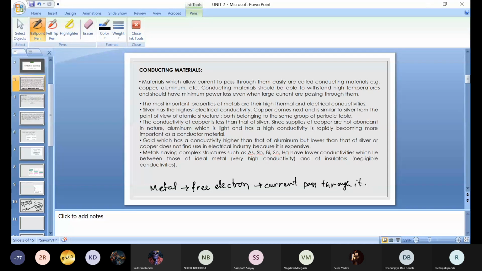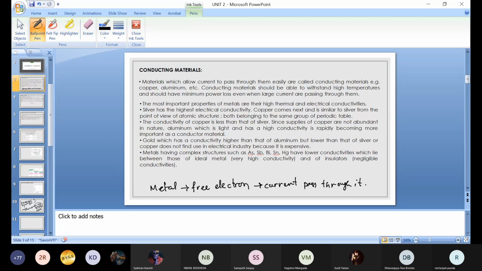Okay, current passes through it. So this particular property of material, conductivity for metals, varies depending upon the number of free electrons available in the electron cloud. That is your conductor material.